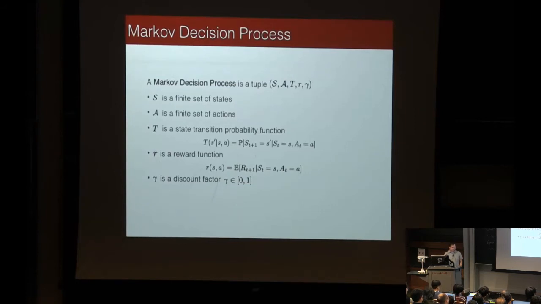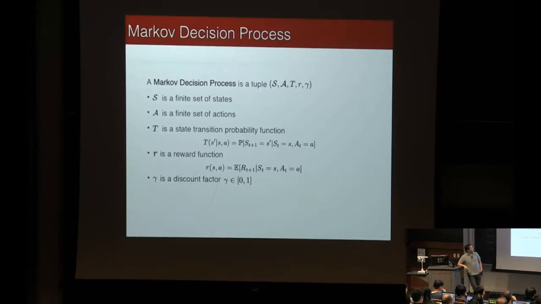You have S, the set of states. Right now, we can assume that it is a finite set of states. Later on, we're going to go to the continuous set of states. A is a finite set of actions. Again, actions are now discrete and finite. Later on, we're going to look at continuous actions.